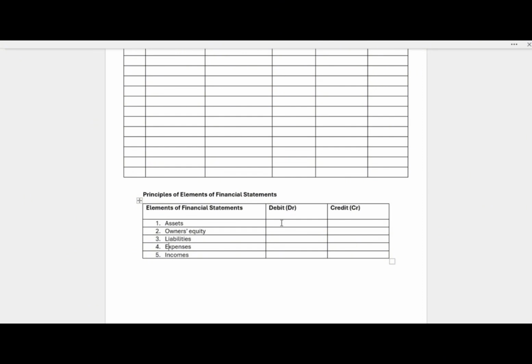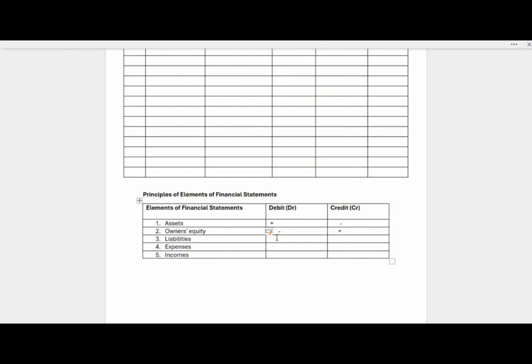Now we come to the effects, where we have to determine where assets increase and where assets decrease, right? So we only have two sides. Assets increase on the debit side, so where it increases, I'm going to put plus. Assets increase on the debit side, and then decrease on the credit side. I'm going to put minus right there. Okay. And then owner's equity increases on the credit side, and decreases on the debit side, minus this side.